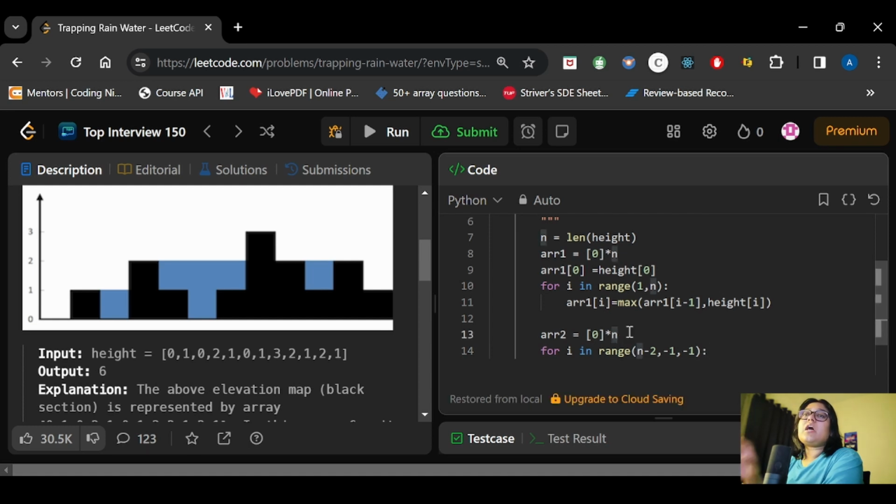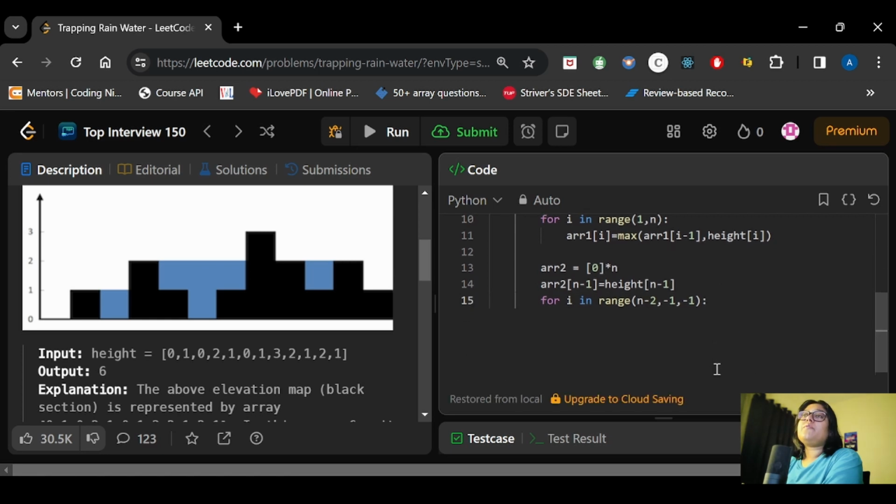And since our ARR2 is initialized with 0, we need a value on the last index. So for that, we will initialize the last index value. Let's do that. So we will initialize it with height at I naught. It will also be n minus 1. Now what we will do here, we will store the maximum values in the second array. Max of ARR of I plus 1 and height at I.